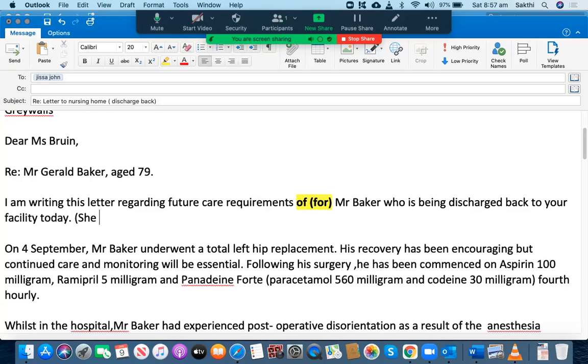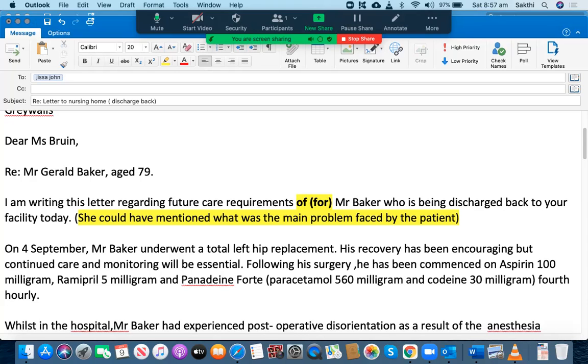But she could have mentioned what was the main problem faced by the patient, faced by Mr. Baker. So in the introduction paragraph, she could have done that. But apart from that, the introduction paragraph sounds good. Okay. Let's go to the next paragraph. On 4 September, Mr. Baker underwent a total hip replacement. So she could have mentioned here, the total hip replacement could have been mentioned in the introduction paragraph itself.